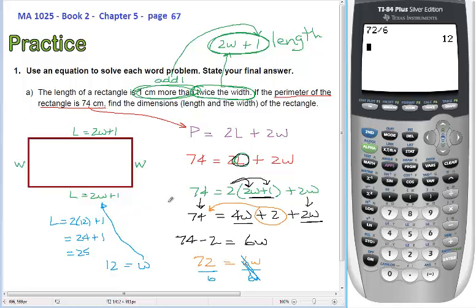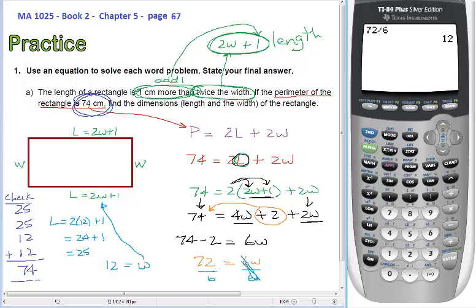Now, let's double check everything. We know that the perimeter is adding up all the sides. So if I've got a length of 25, I'll add my two lengths, and I have a width of 12, I'll add my two widths. So this should be my perimeter. If we add that up, I get 25 and 25 is 50, 12 and 12 is 24, 24 and 50, that's 74, which is exactly what we should have for our perimeter. So if I add all four sides up, this is just a little check over here. I'll write the word check above that.